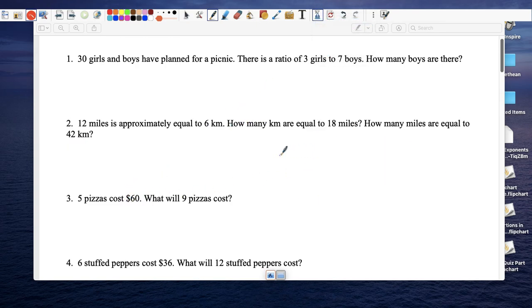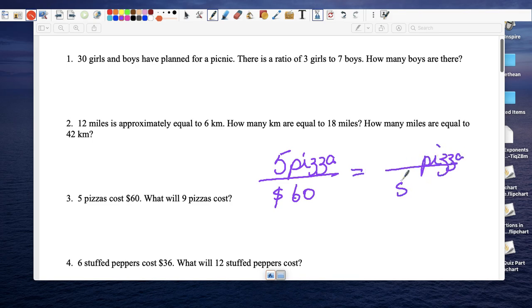5 pizzas cost $60. Okay, 5 pizzas. Write your ratio: 5 pizzas cost $60. On the other side, we're going to write pizza on top, money at the bottom. And now we want to know, what about 9 pizzas? How much will we pay? Well, we'll put the 9 here. For this one, 5 times what equals 9? Well, not really a whole number. That's not like 5 times 2 or 5 times 3. That's not going to work.